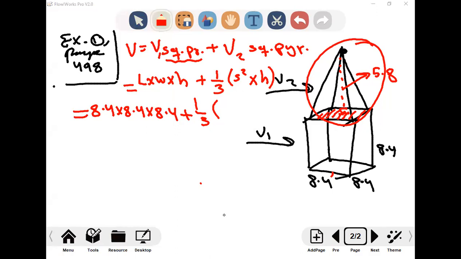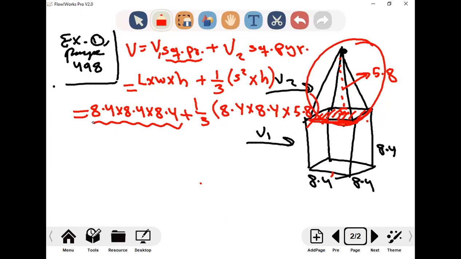Now 8.4, 8.4, 8.4, 1 over 3, S power 2. What's S? This is S, right? Which is 8.4. 8.4 power 2 means you multiply it 2 times. Multiply its height, which is 5.8.